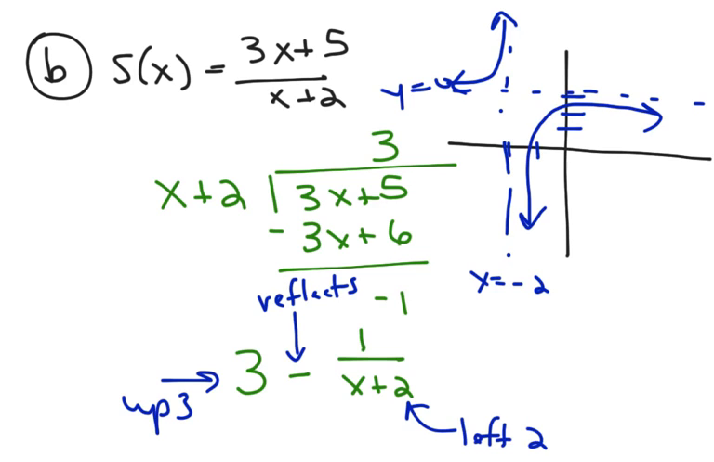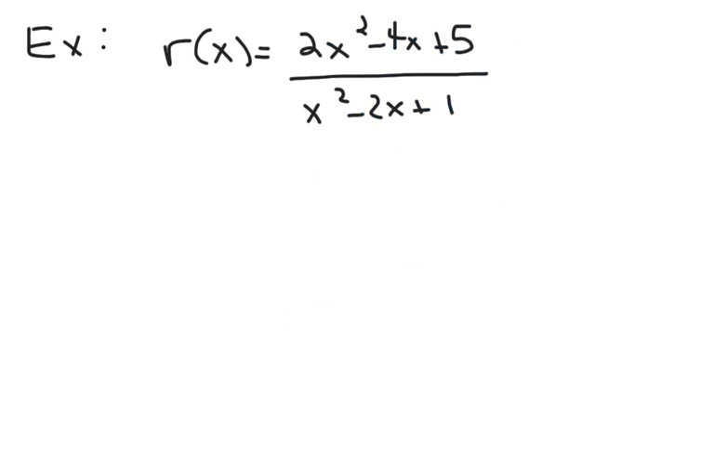Now, can we do this with all rational functions and rewrite it so that its parent graph is back to 1 over x? No, we can't always do that. So we have other ways of determining the asymptotes. Let's look at a more complicated rational function. R of x is equal to 2x squared minus 4x plus 5 over x squared minus 2x plus 1.